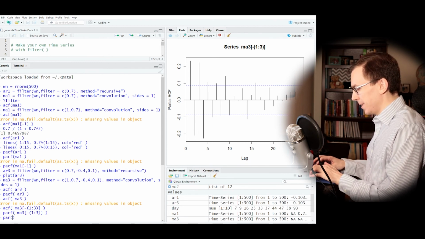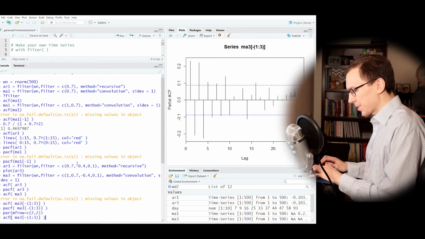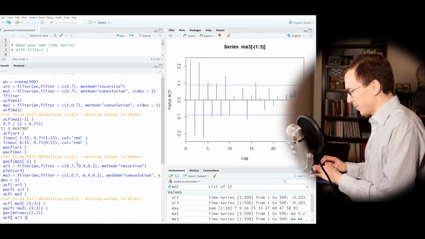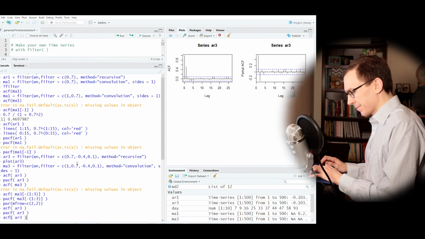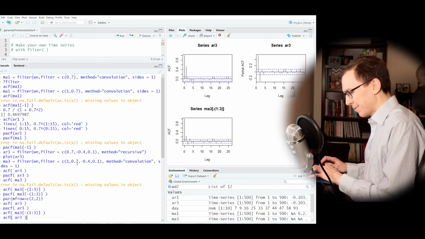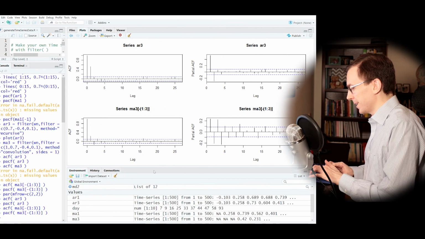Why don't we look at them all at once? While we're rolling with this, we say mfrow c(2,2), and then we're just going to plot all of them. So we're going to get ACF AR3, PACF AR3, and then ACF MA3 and PACF MA3. All right, so this is what we have to work with.